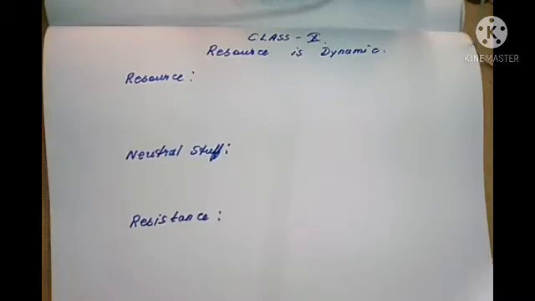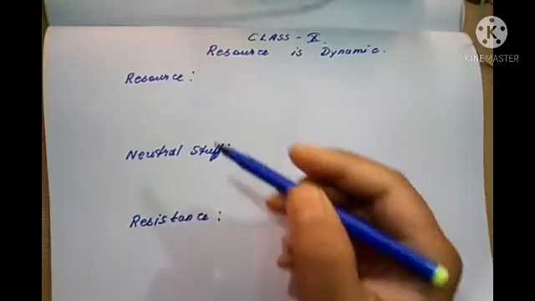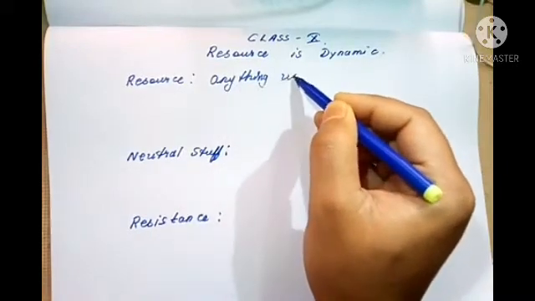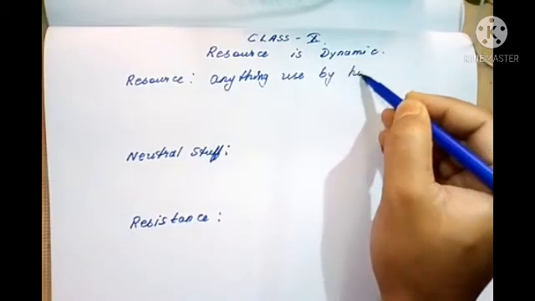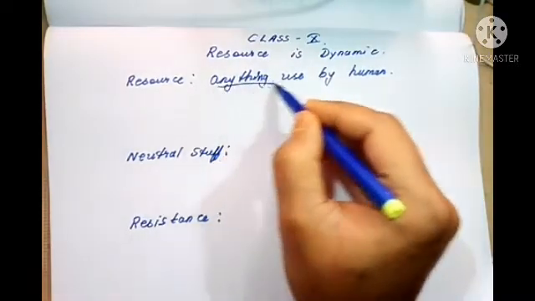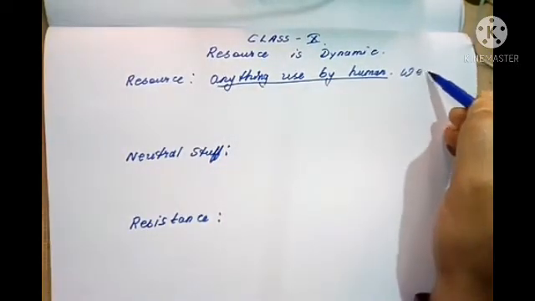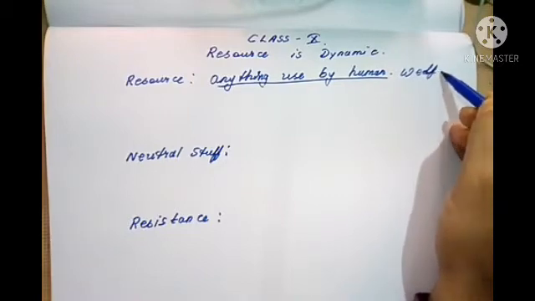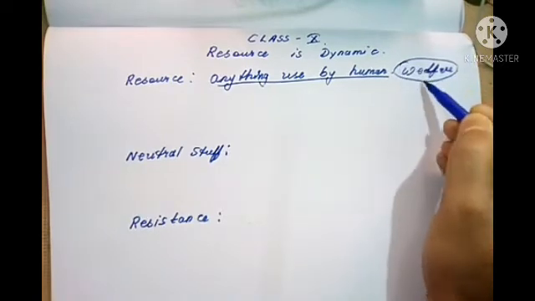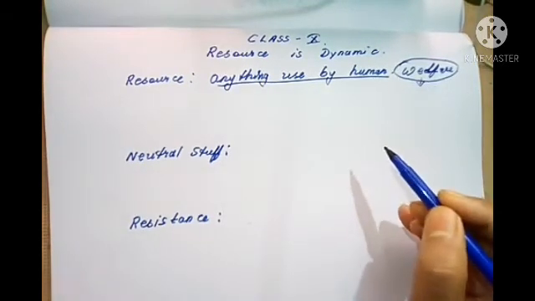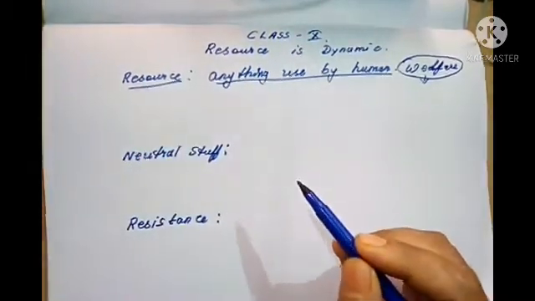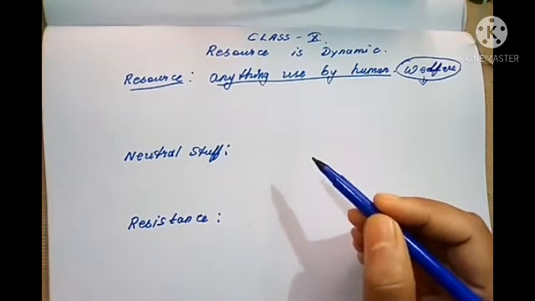First of all, we have already understood the meaning of resource: anything used by human is known as resource. And always remember, we use resources for our welfare. This word is important in the next video. So resource, anything used by humanity or for human welfare, is called resource.